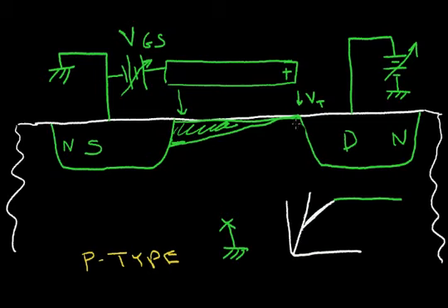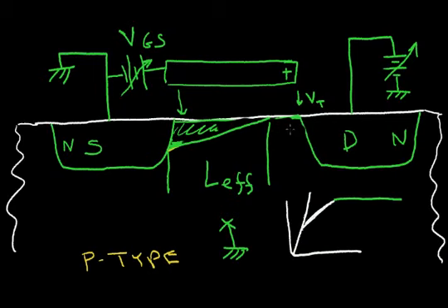This channel is pinched off. So if I increase my drain voltage further, this channel will pinch off even more. So let's erase this channel here. And let me change my color. So the channel can even move further this way. So my effective channel length has decreased. This will be my L effective.